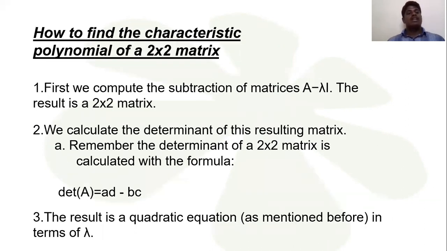How to find the characteristic polynomial of a 2 into 2 matrix? Let's see. First, we compute the subtraction of matrix A minus lambda I. The result is a 2 into 2 matrix. Then we calculate the determinant of this resulting matrix. Remember, the determinant of a 2 into 2 matrix is calculated with the formula delta of A equal to AD minus BC. Then the result is a quadratic equation, as mentioned before, in terms of lambda.